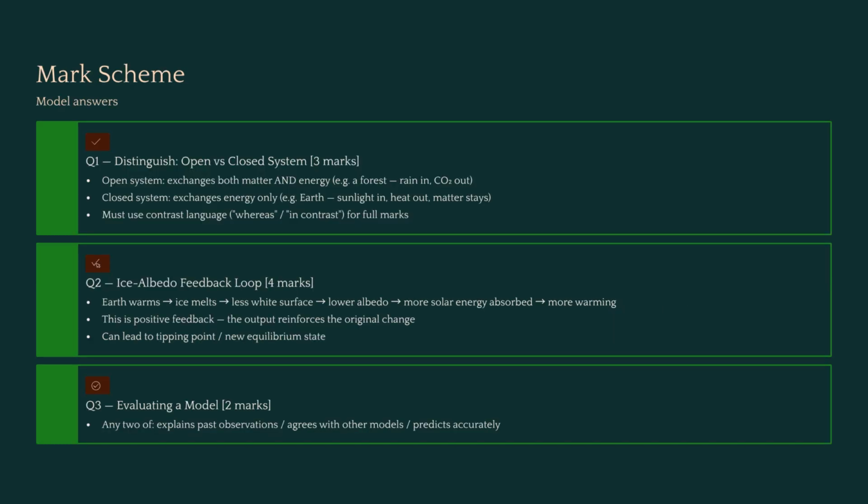Q1. Open exchanges both matter and energy. A lake works. Closed exchanges energy only. Earth. Use comparison language: whereas, unlike, in contrast. Q2. Warming melts ice, reveals dark ocean, lower albedo, more radiation absorbed, more warming. Loop closes. That's positive. Q3. Any 2: explains past observations, agrees with other models, predicts future accurately.